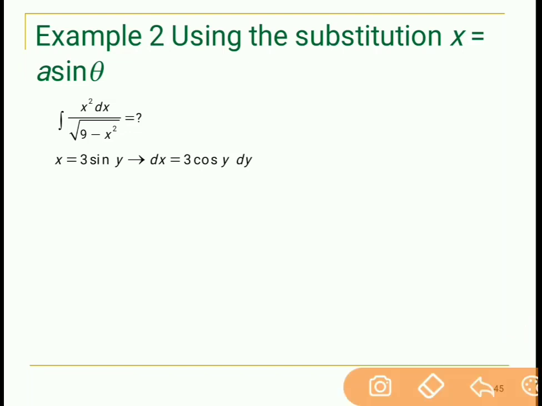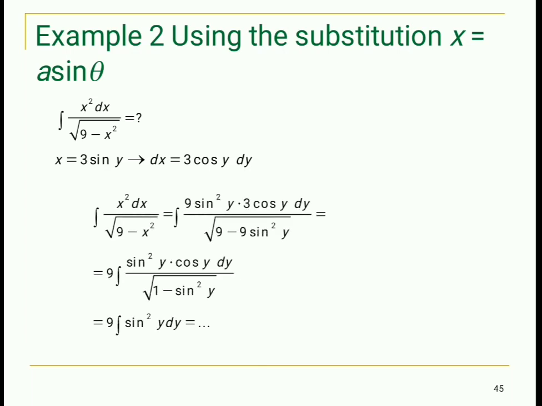So in this case, instead of theta we have considered y, then x is equal to a. In this case a is 3, so x is 3 sin y. So the derivative will be 3 cos y into dy. And finally you will get the form 9 sin square y into 3 cos y into dy upon under root 9 minus 9 sin square y.